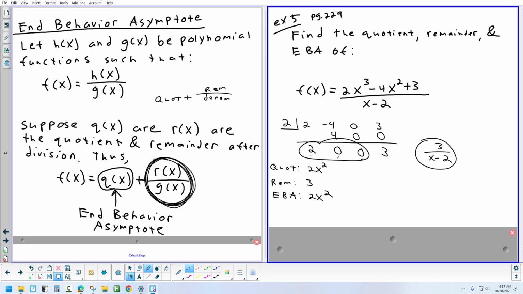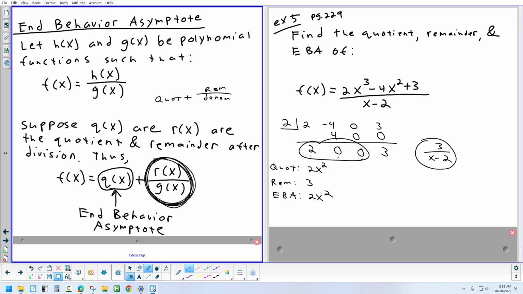Any questions on that? Okay. So that's why we don't really care about this part at the end when you're doing the EBA, because it always turns into nothing, right? Or something infinitely small.